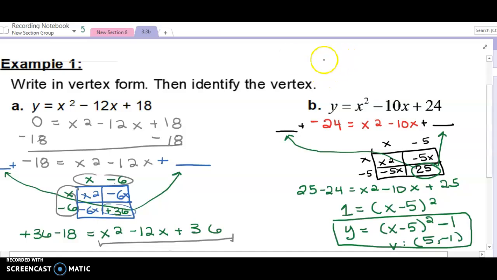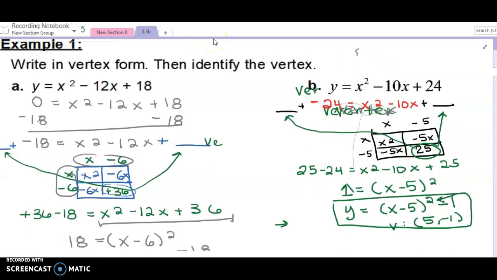Now, I probably should have said this before, but vertex form, ooh, I don't know why that's disappearing. Whoa. Okay, that was really weird.